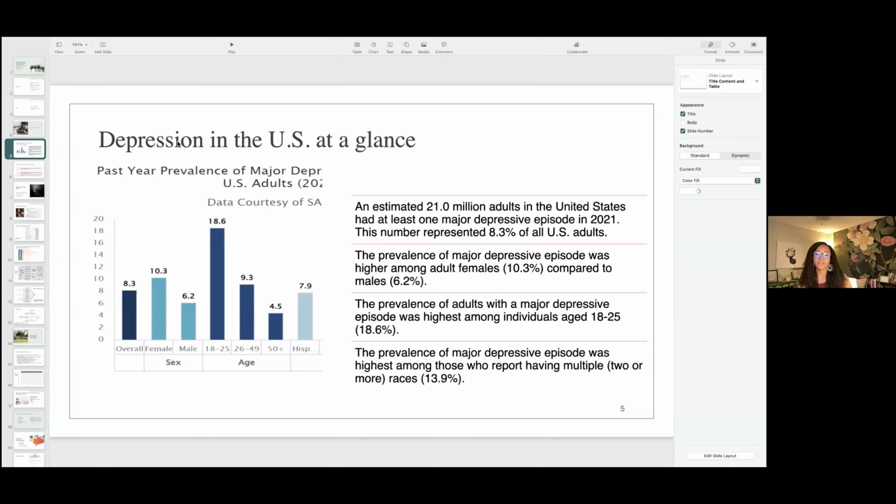So depression is pretty rampant in our society and actually worldwide. These statistics are from an NIH survey in 2021. About 21 million adults experienced a depressive episode in 2021. And we know that if someone experiences a major depressive episode once in life, they are more likely to experience more than one, which then gets them a clinical diagnosis of major depressive disorder. The prevalence of a major depressive episode was higher among females as compared to males, and also highest for those folks between the ages of 18 and 25. People who identify as having multiple races reported even higher instances of depressive episodes.